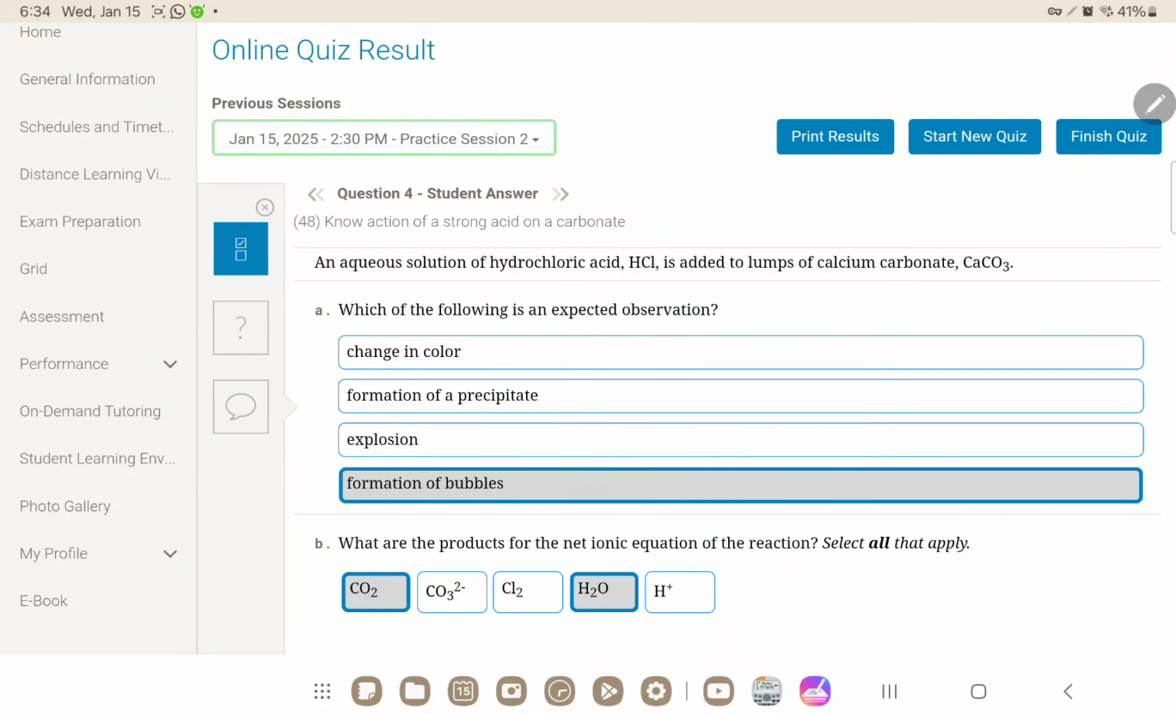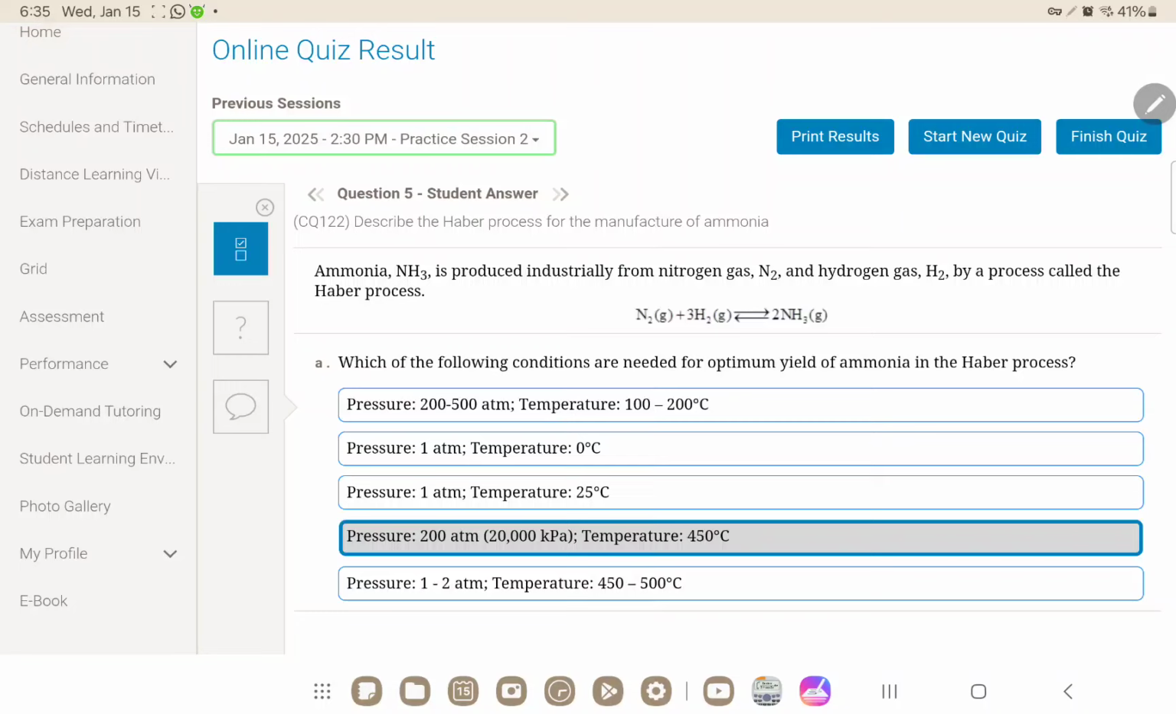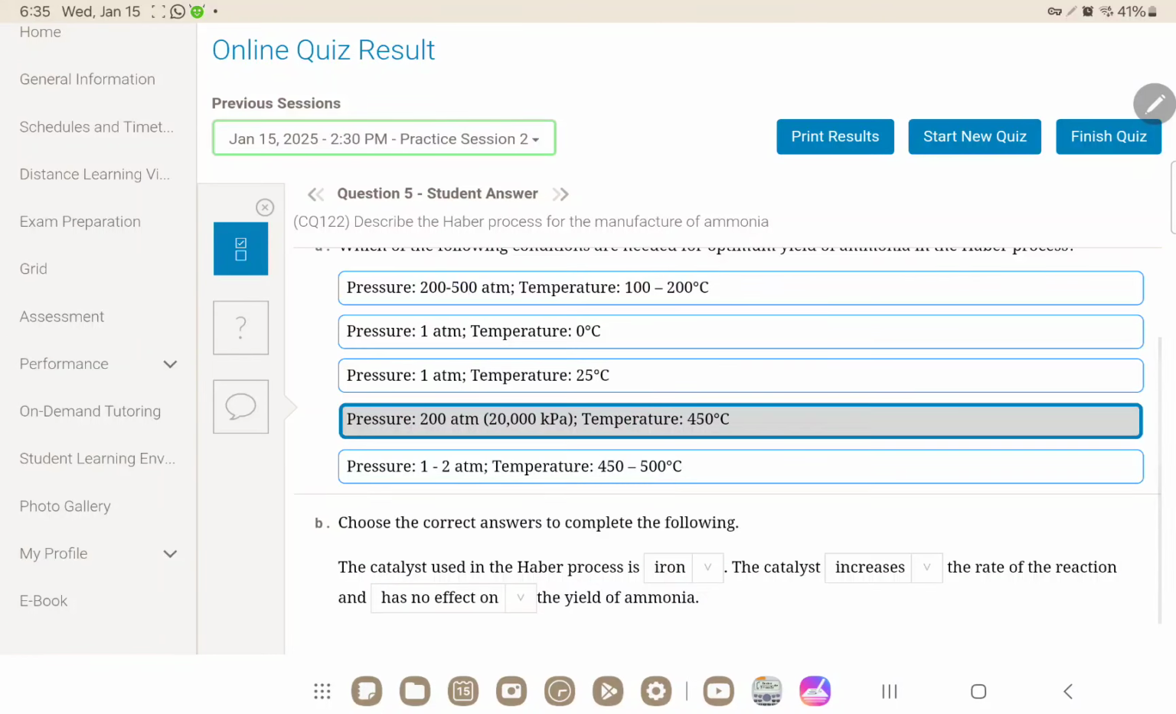Now, moving on. Okay, this is old. You're adding an acid to a carbonate. We know that you're going to have effervescence of bubbles and that you need to find the products CO2 and H2O always in the net ionic equation. Here it's ammonia, again, old material. We know that you need a pressure of 200 atmospheres and a temperature of 450 for the Haber process, and you use iron, and catalysts always increase rate but have no effect on yield whatsoever. So now that's it. Now moving on.